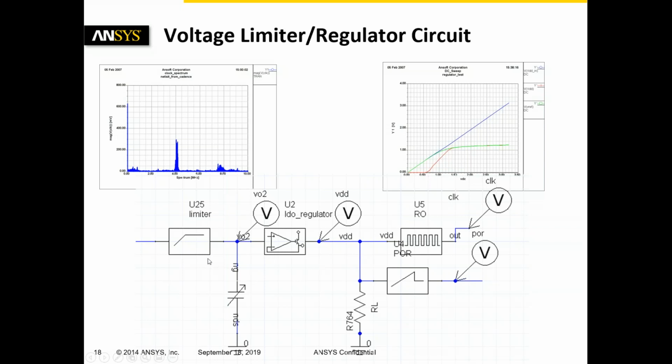The figure on the bottom left corner shows the spectrum of the output from the ring oscillator. It has a nominal frequency of 4 megahertz.